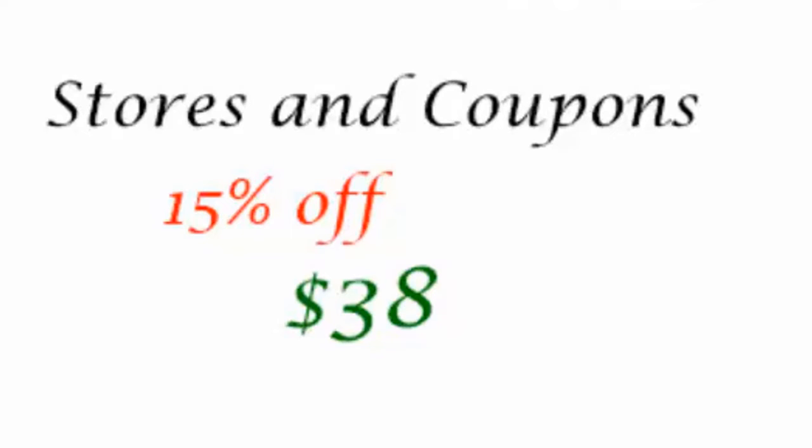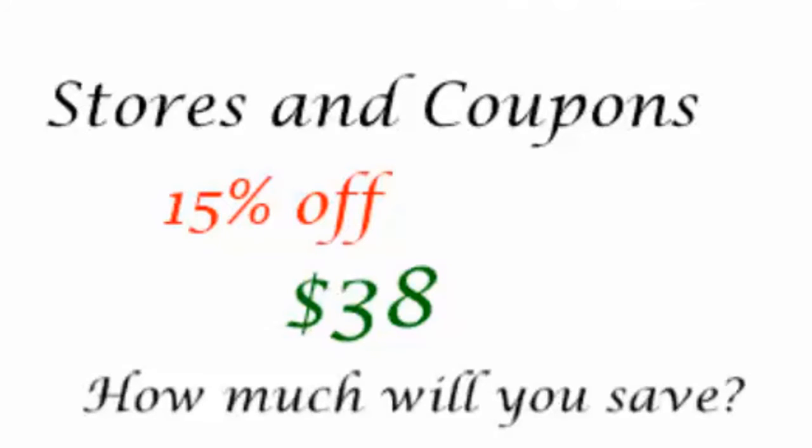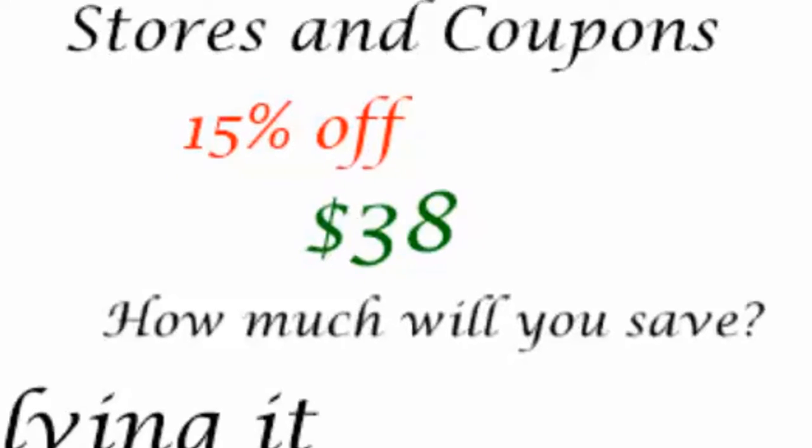The best way for us to begin thinking about percents would be to apply the idea to stores and coupons. Imagine you have a coupon for 15% off of any one item, and that item happens to be $38. How would we figure out how much we will save, and what will be our end-all price? So to solve it, we take 15%, turn it into a regular 15, and divide it by 100. That 15 divided by 100 is going to give us a decimal, 0.15.